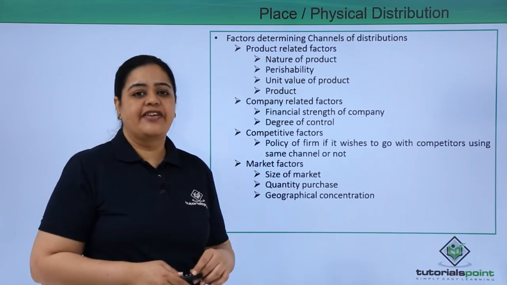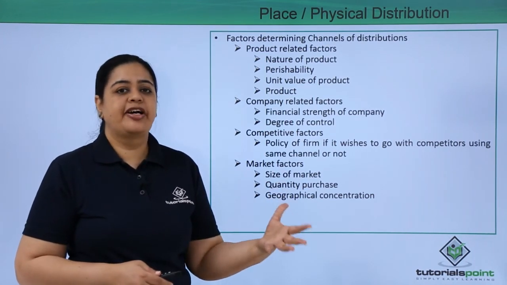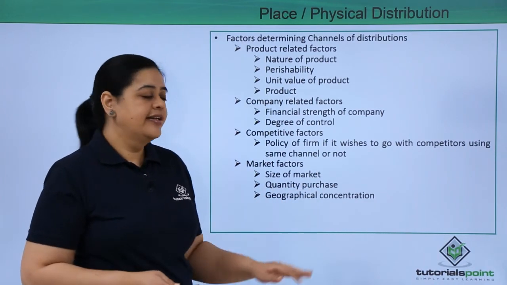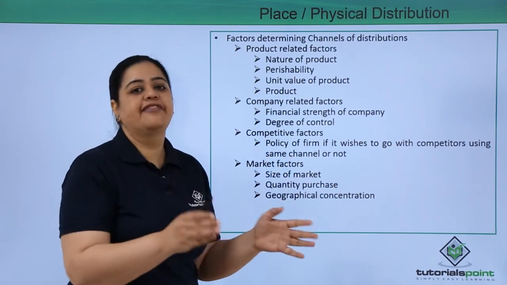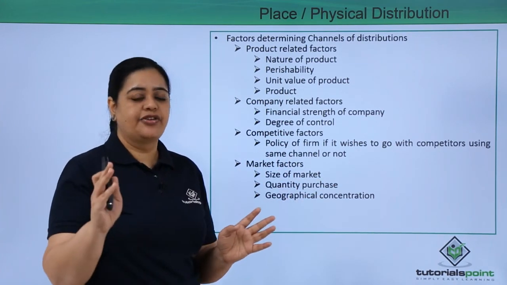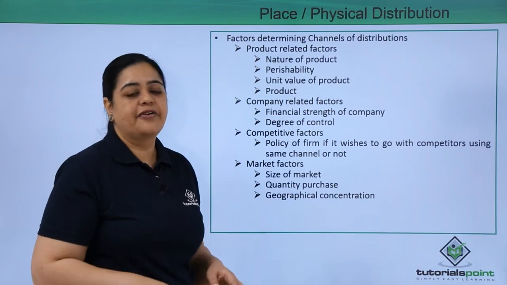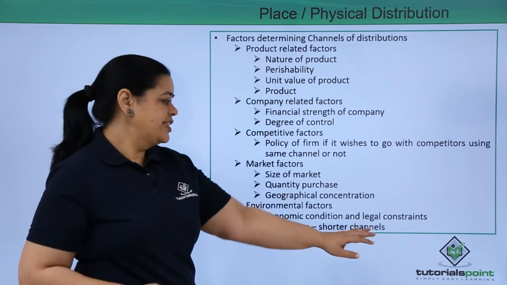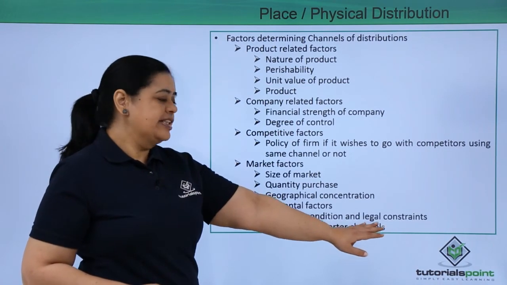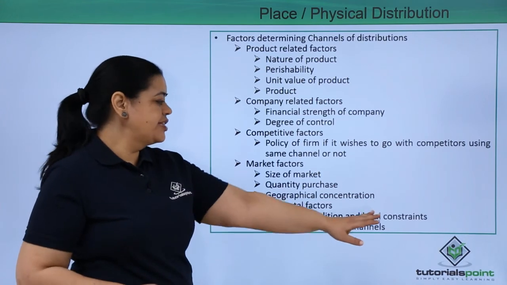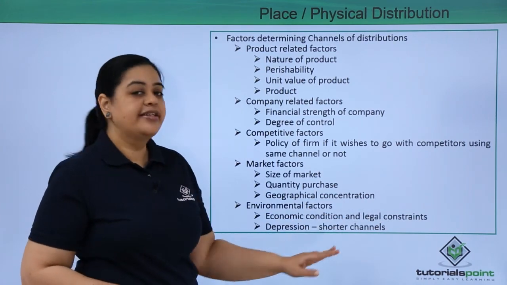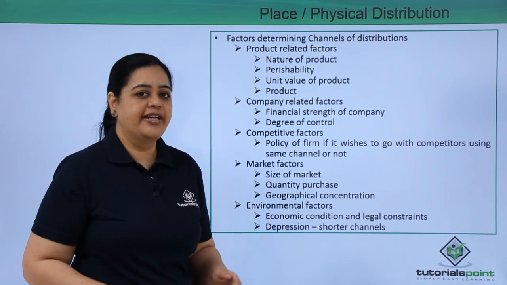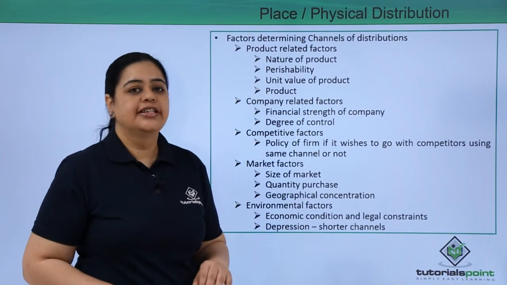What is the geographical concentration? For example, I'm manufacturing equipment which is in demand only by the textile industry, which is situated, let's say, only in Maharashtra. Then I only have to supply in one state. In case that is not the case, and the customers are spread across geographies, then my channel of distribution gets affected accordingly. Environmental factors would be your environmental conditions, economic conditions, and legal constraints. For example, when there is a depression, you don't really want to take the risk, because the economy is not doing very well. So you prefer having shorter channels.